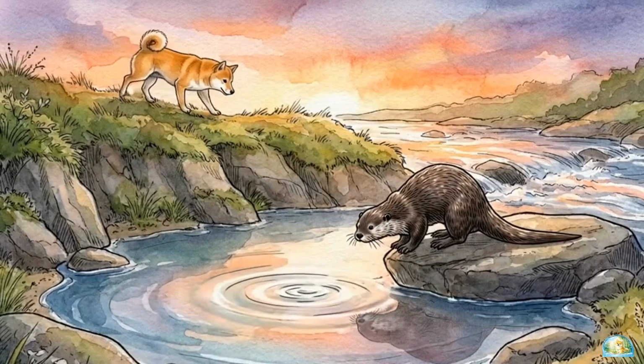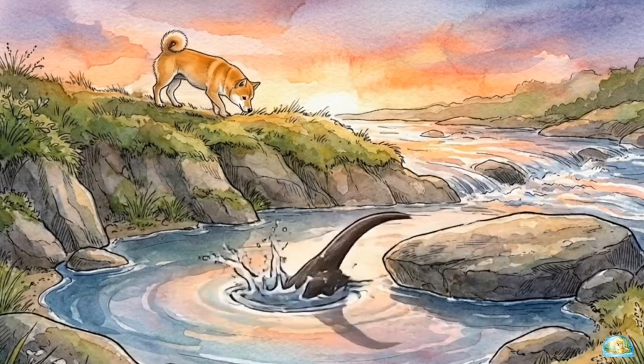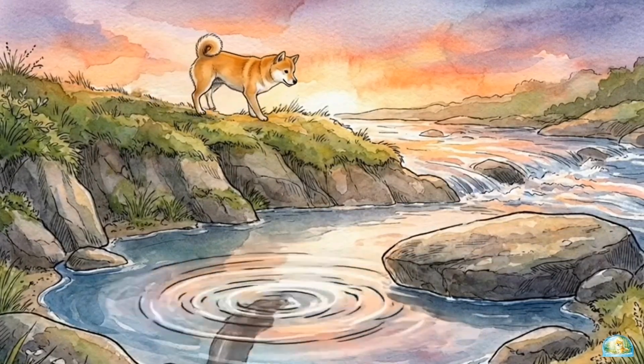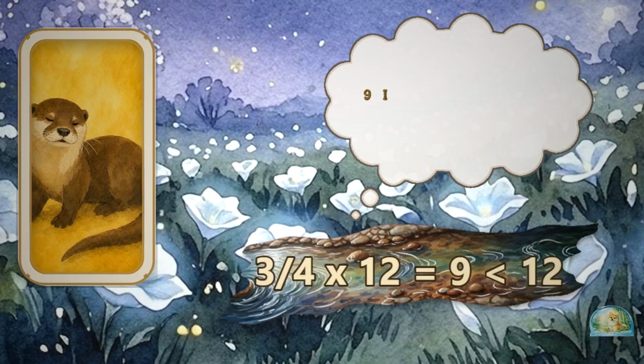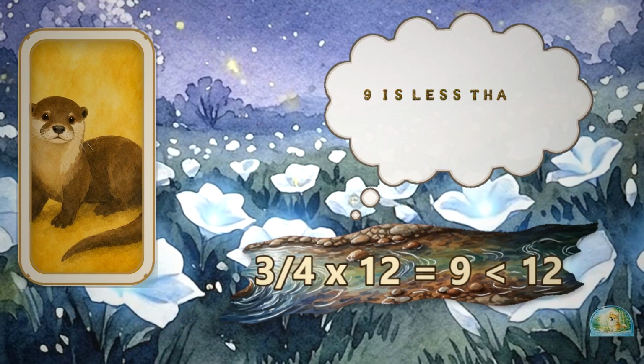By predicting the scale before calculating, Sedge has mastered the scaling stream and found his way to the safety of the pool. 3/4 times 12 is 9, so the product is less than 12.